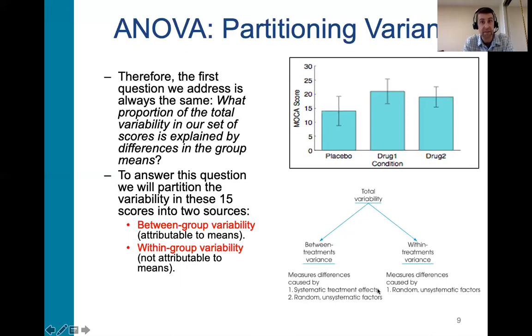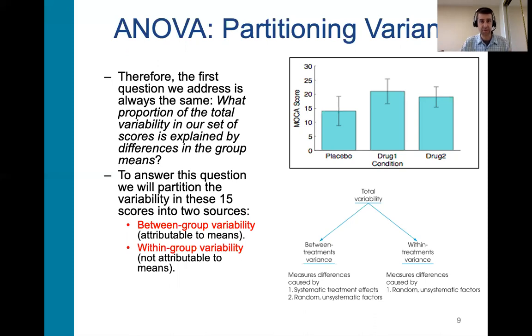If the only thing that's driving the means apart is sampling error, then we have no systematic treatment effect. Then what we have is random unsystematic factors divided by random unsystematic factors. Again, they're estimated through slightly different procedures, so you won't always get 1, but you should get 1 most of the time. Any event that leads you to something larger than 1 shows you that you are more and more likely to have a treatment effect.